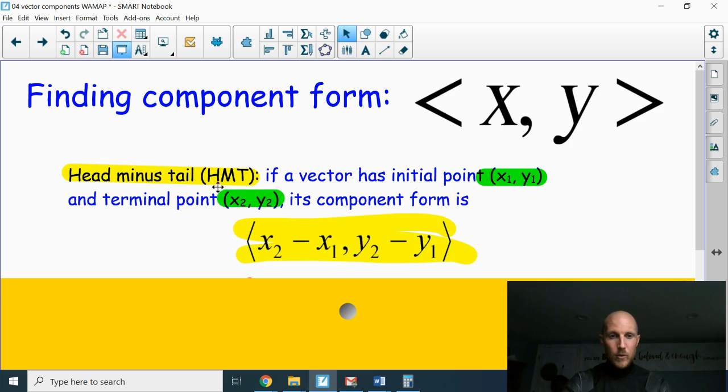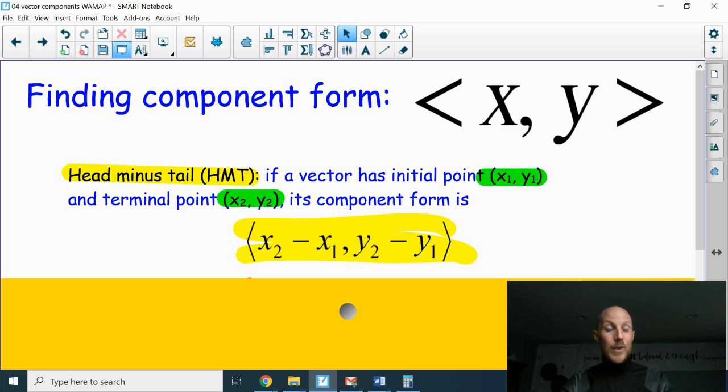then its component form we find just by subtracting the x coordinates. So we're going to start with the head, that would be the terminal point. That's where the pointy part of the arrow is. Start with that x coordinate, subtract the x coordinate of the initial point. So the end minus the beginning, terminal minus initial, head minus tail. Right? And then you subtract the y coordinates, start with the terminal point first, and then subtract the initial point.